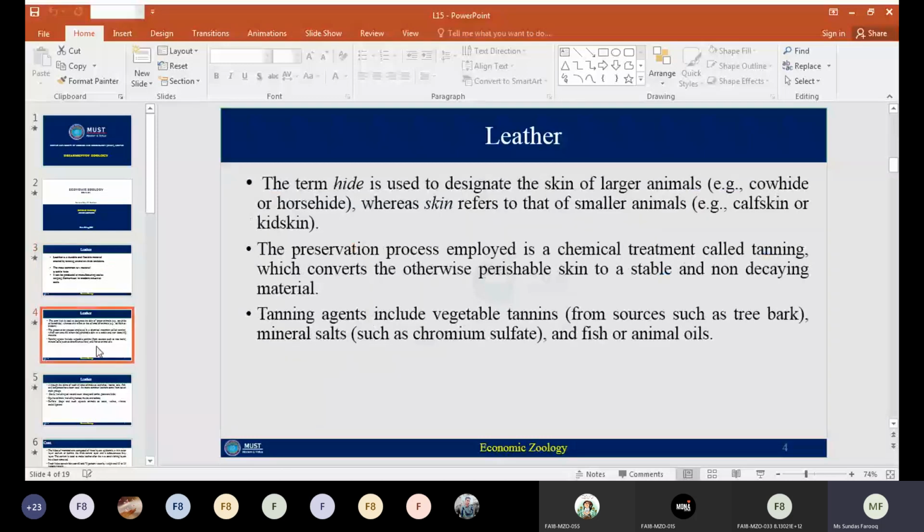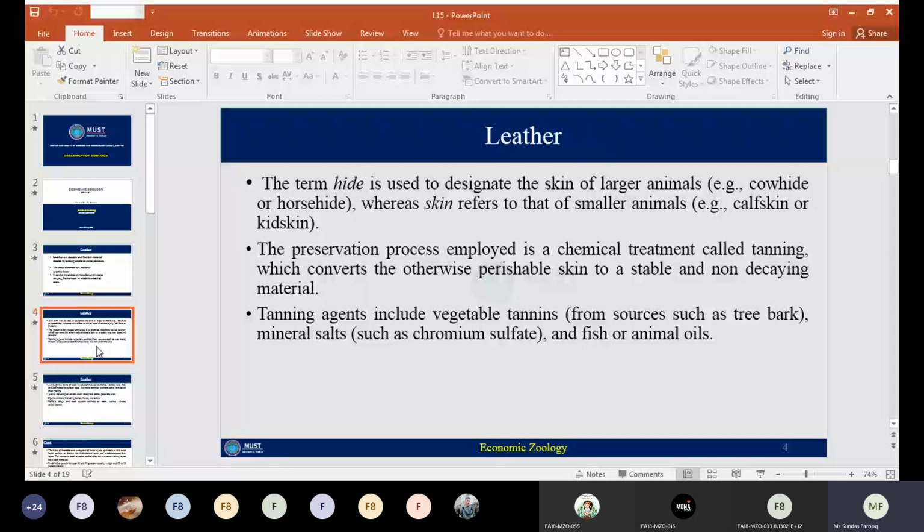If we discuss the raw hide, the term hide is utilized for the designation of the skin of larger animals. It means hide is specifically used for animals that are larger in size, such as cow hide or horse hide. Whereas the skin that we utilize for leather from smaller animals is mostly calf skin or kid skin.